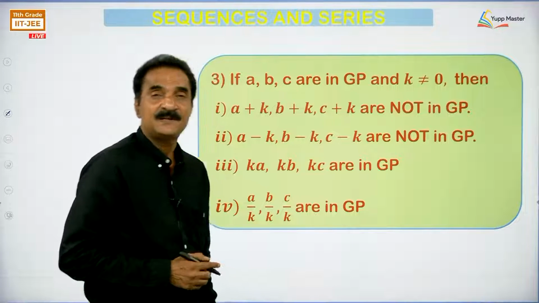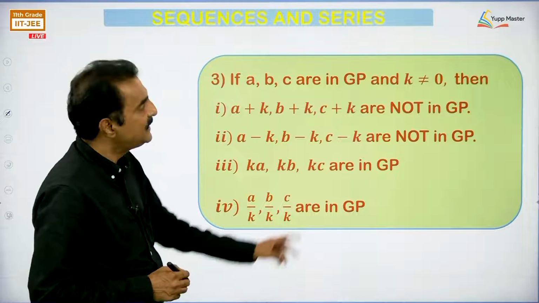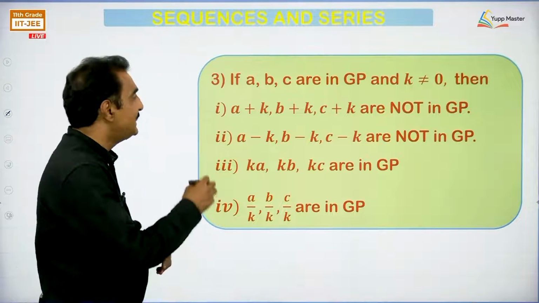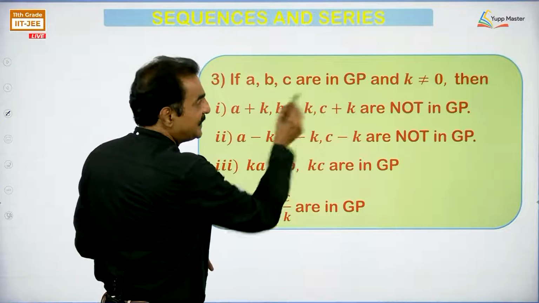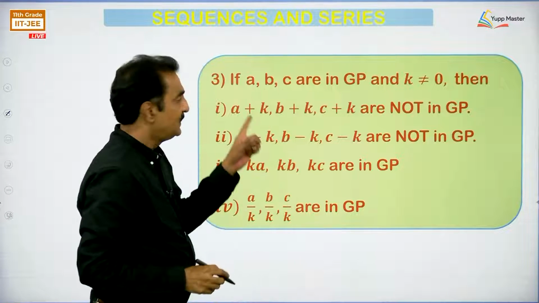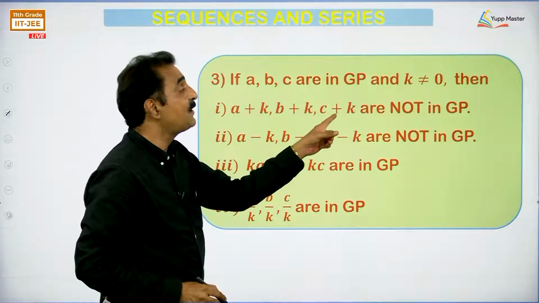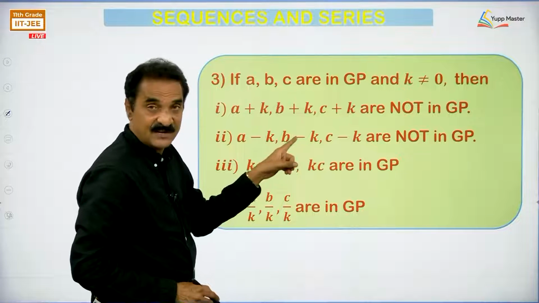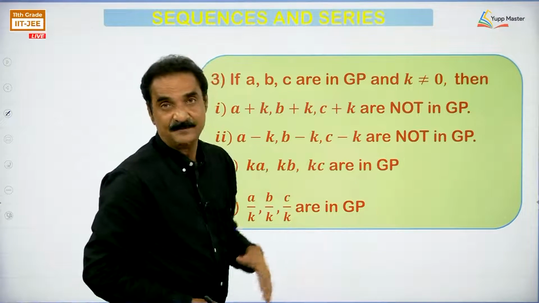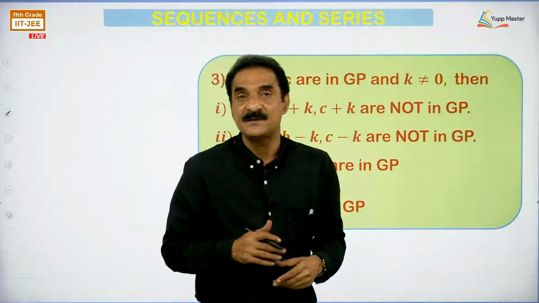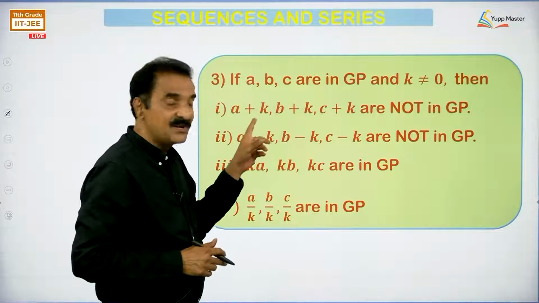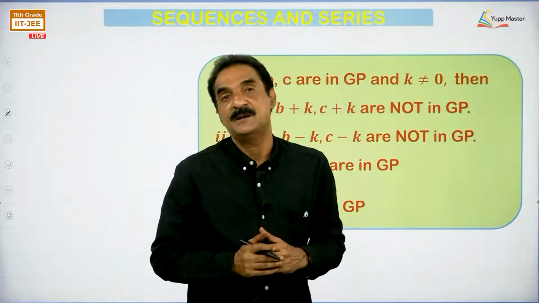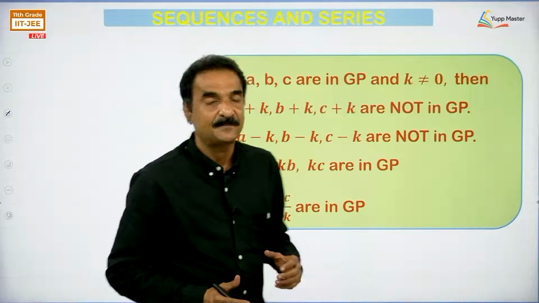If A, B, C are in GP and suppose k is some non-zero number, then by adding the fixed number k to every term of the GP, A plus k, B plus k, C plus k will not be in GP. Similarly, A minus k, B minus k, C minus k are not in GP. In case of AP, what we have discussed, by adding a constant or subtracting a constant to every term, the resulting series will be again AP, but in GP it is not, right.